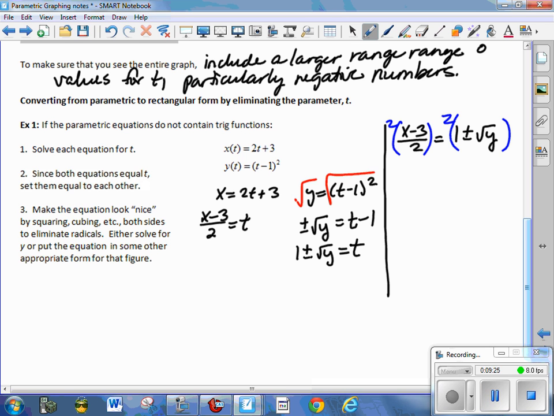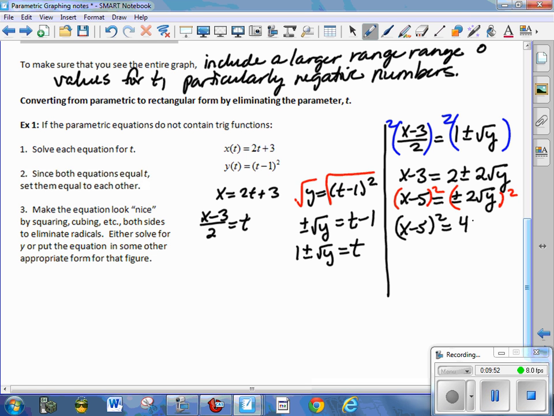And when I do that, I get x minus 3 is equal to 2 plus or minus 2 times the square root of y. Then I'm going to subtract 2 from both sides. I get x minus 5 is equal to plus or minus 2 the square root of y. And now I'm going to square both sides. And the nice thing about this is that it gets rid of the plus or minus now, because it doesn't matter once I've squared it that there's a plus or minus there. So I have (x minus 5) squared is equal to 4y.